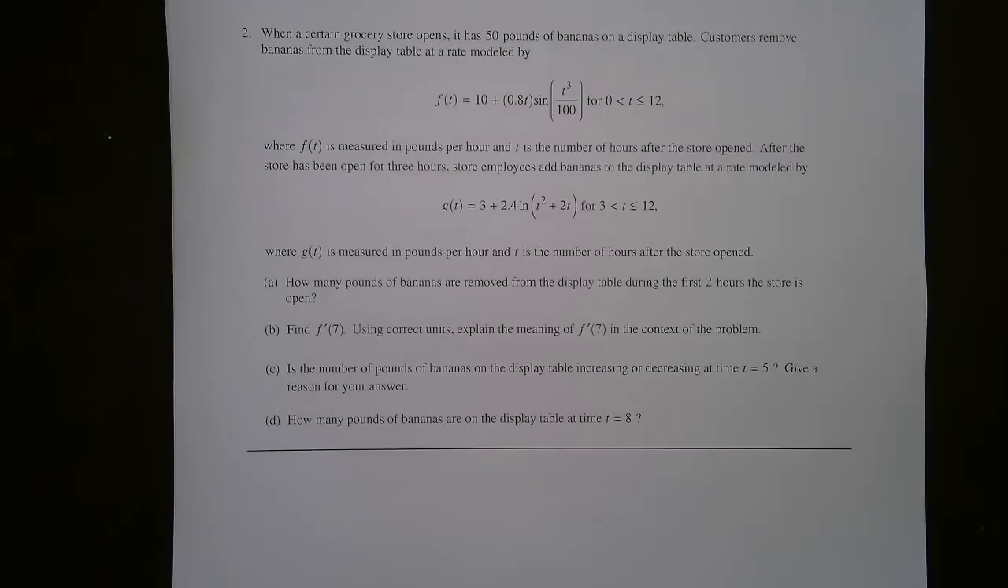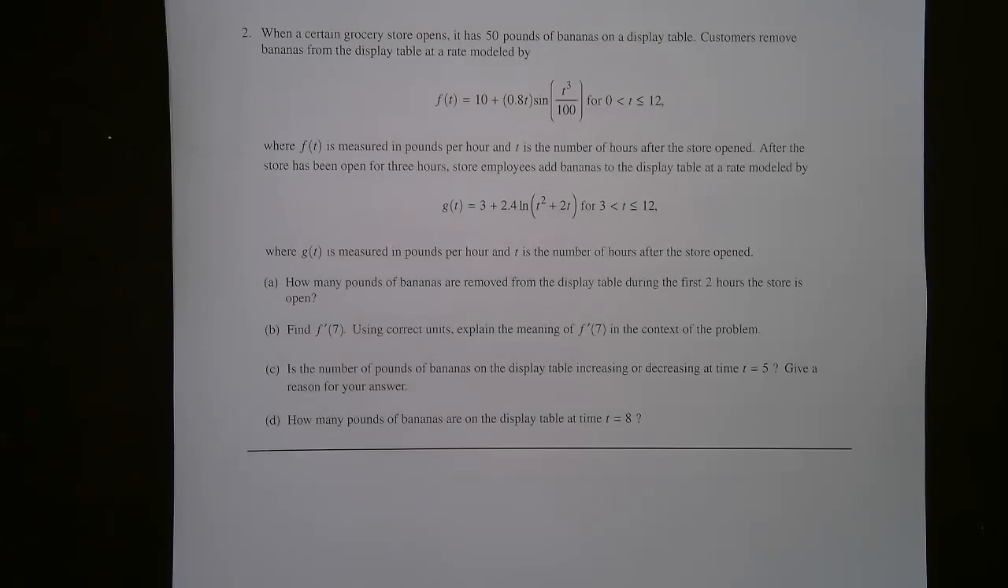All right, so let's go to question D. For question D, they're asking how many pounds of bananas are on the display table at time t equals 8. So we have to do a couple things. How many pounds of bananas did we start with? Then how many pounds of bananas have been removed? And then how many pounds of bananas have been added? Now, removal started when the store opened, but the adding didn't start to happen until 3 hours after the store had opened. So that means that this didn't start working until 3.